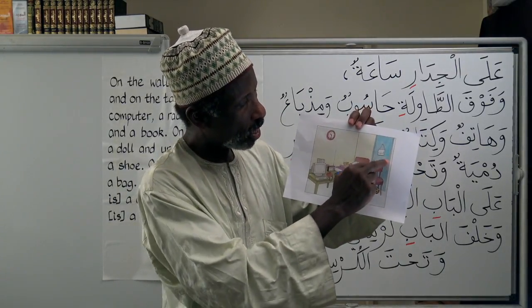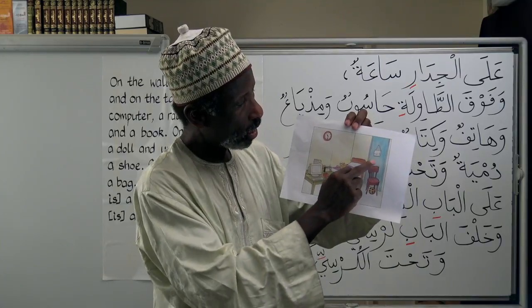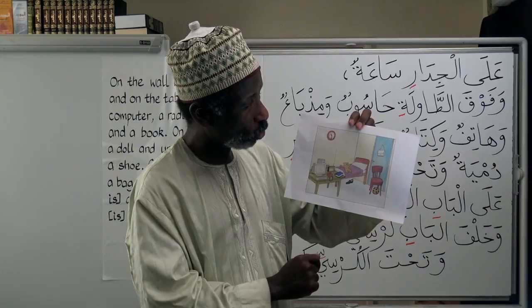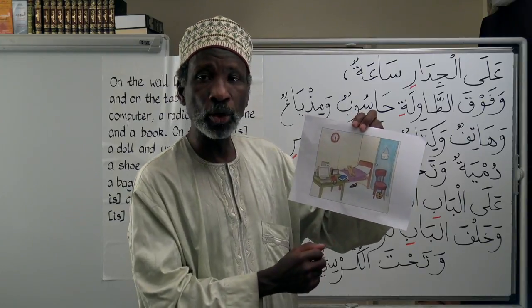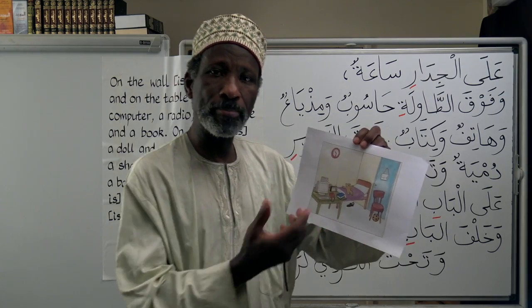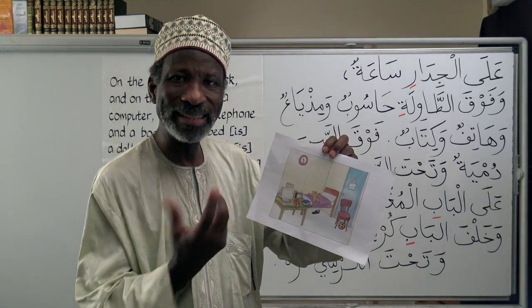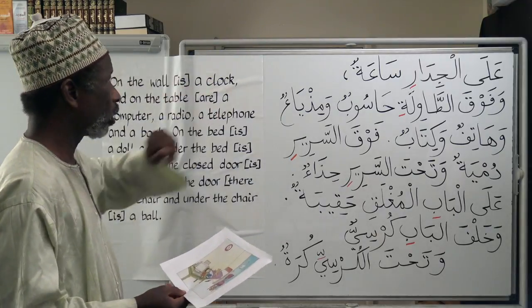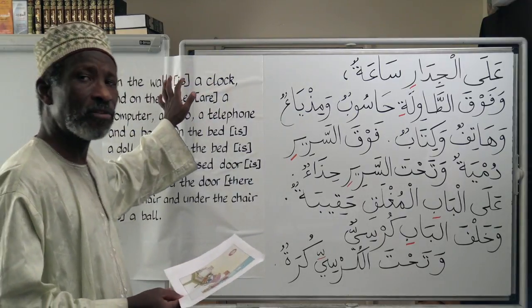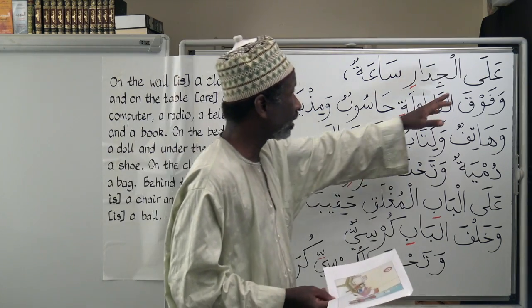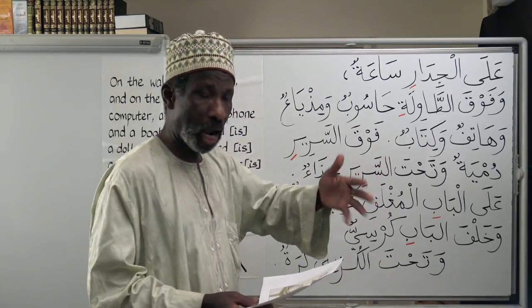Look at on the table we have hasubun, maybe hasubun qadimun, and midya'un, wa hatifun, wa kitabun, and this is as-sarir. Al-sarir you have dumyatun, hidha'un. We have al-bab, babun mughlaqun, mathalan, and haqibatun, kursiyun, kuratun. So, having identified all these items, you can put them into very simple sentences. On the wall is a clock. Remember, there is no verb to be in Arabic. That's implied when you're speaking Arabic.